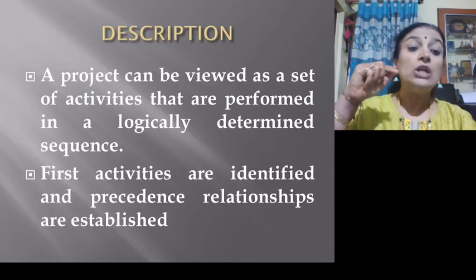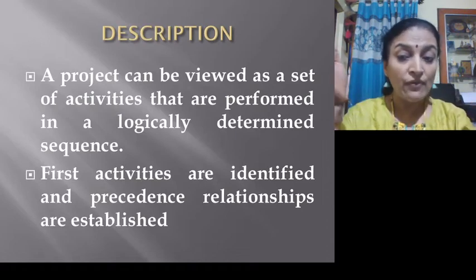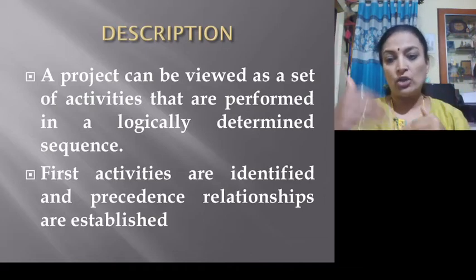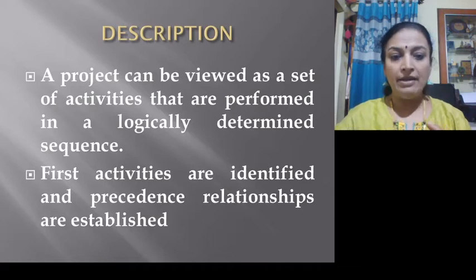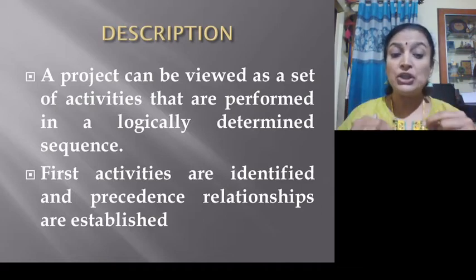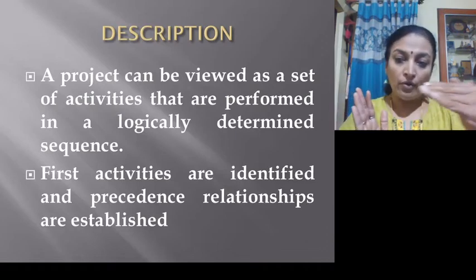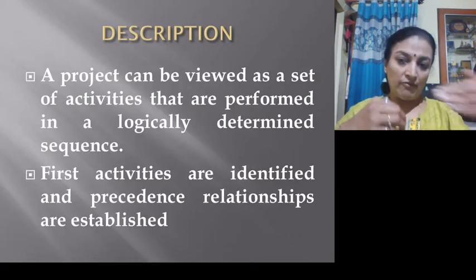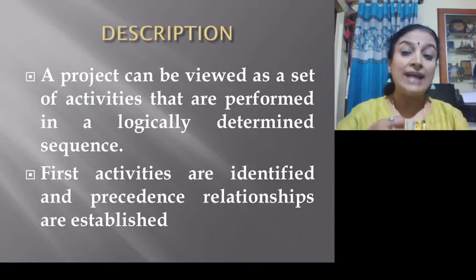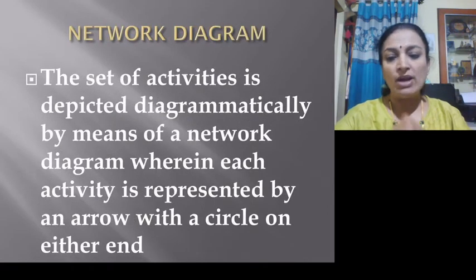Okay, so first what we have to do is the activities are identified. Which are those activities? We have to identify them, and precedence relationships are established. That means which activity should come first, which should come second, which should come third. We have to decide that first. And then comes the network diagram.